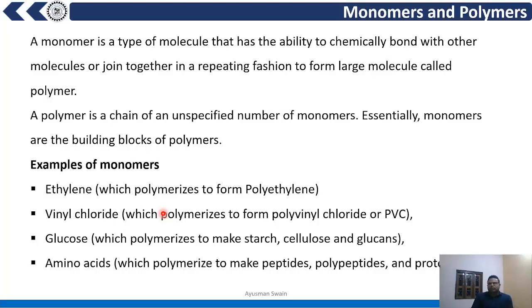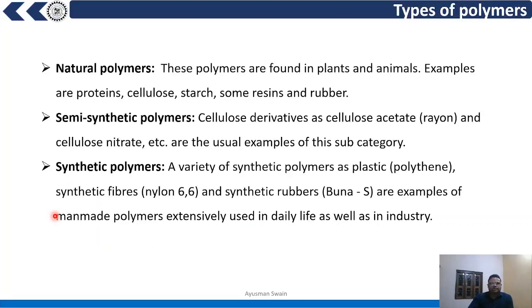Some of the monomers and their polymers are listed here. From ethylene to polyethylene, vinyl chloride to polyvinyl chloride or PVC. From glucose to starch, cellulose, glucans, amino acid to proteins, polypeptides. These are macromolecules and all these are the monomers of such macromolecules. If we categorize them, they can be natural polymer, semi-synthetic polymer and synthetic polymers.